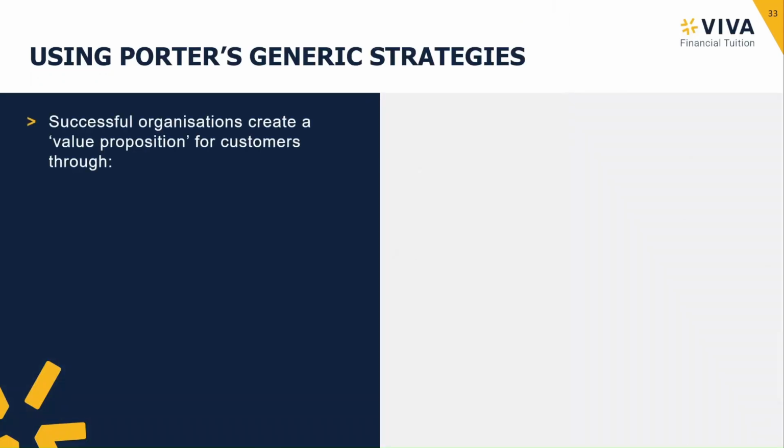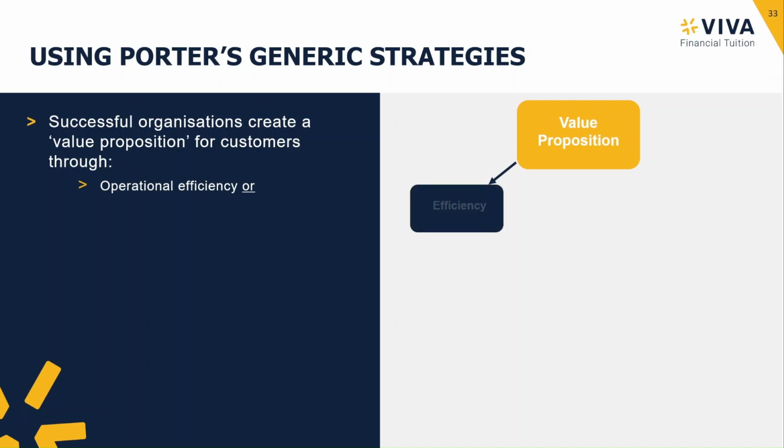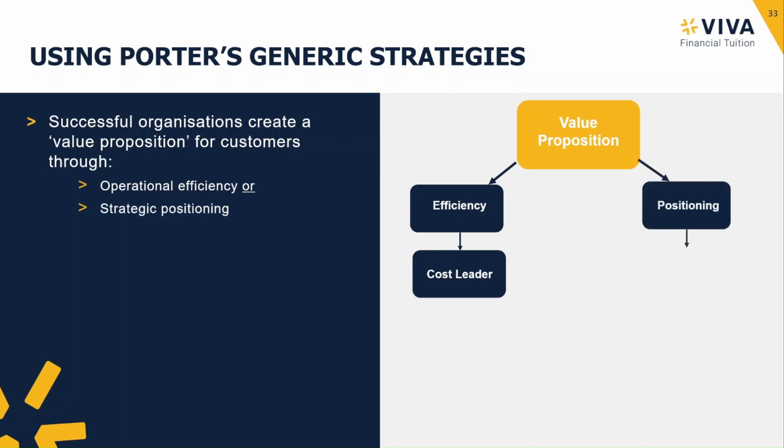So how do we use these? So successful organizations create a value proposition. So operational efficiency. So that would be, sounds like cost leader. Or strategic positioning. So that sounds differentiated. So positioning myself in the market.